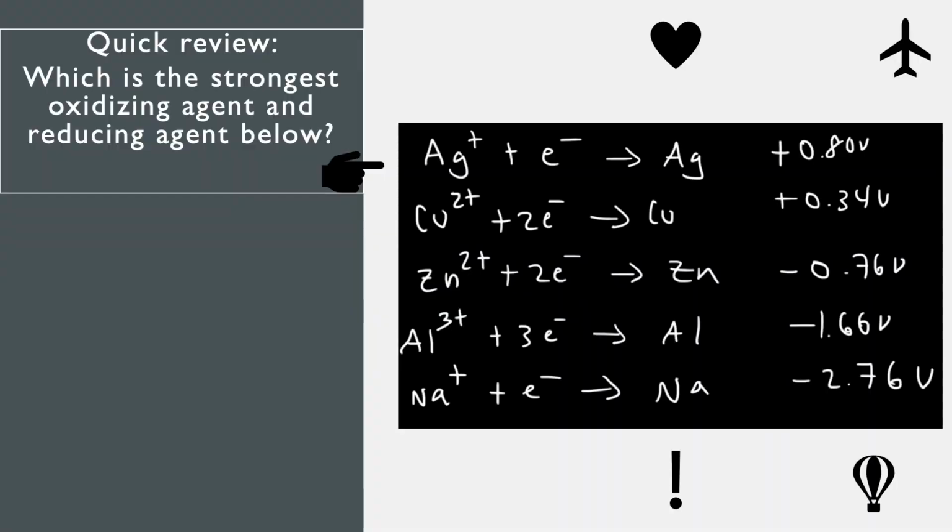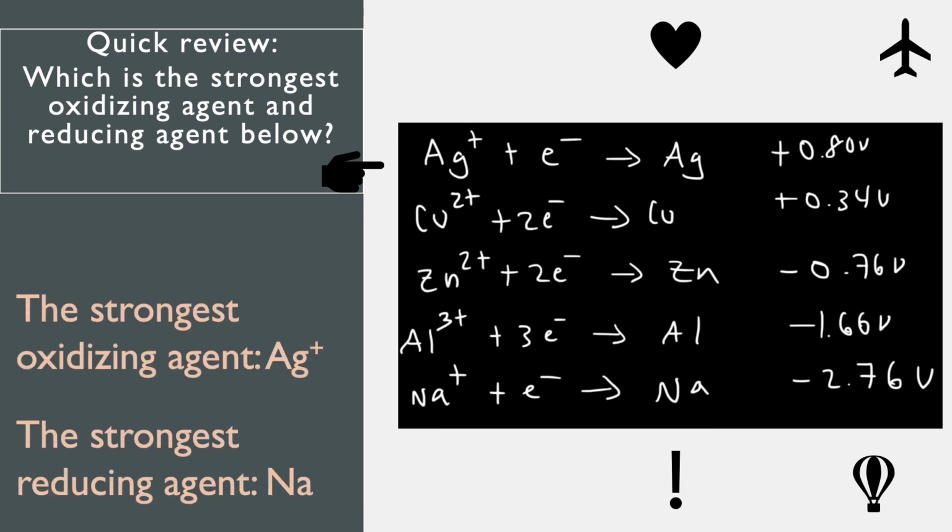Here is another quick review. Compare those reactions below. Which is the strongest oxidizing agent, and which is the strongest reducing agent? I'll give you a second to think about it. Okay, time is up. The strongest oxidizing agent is Ag+, and the strongest reducing agent is sodium. The answers are pretty straightforward.